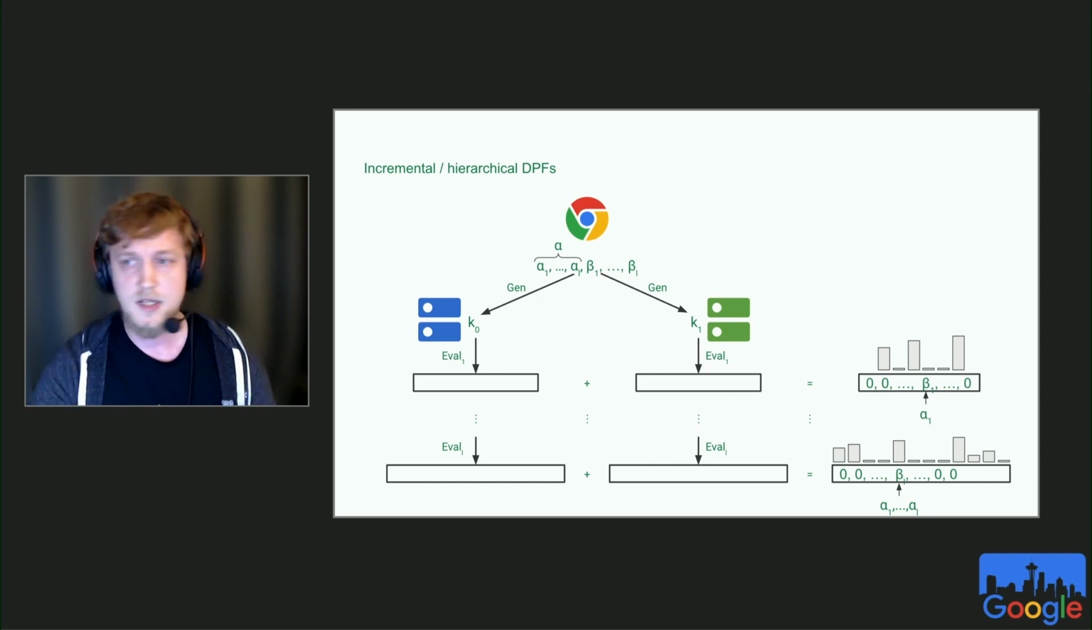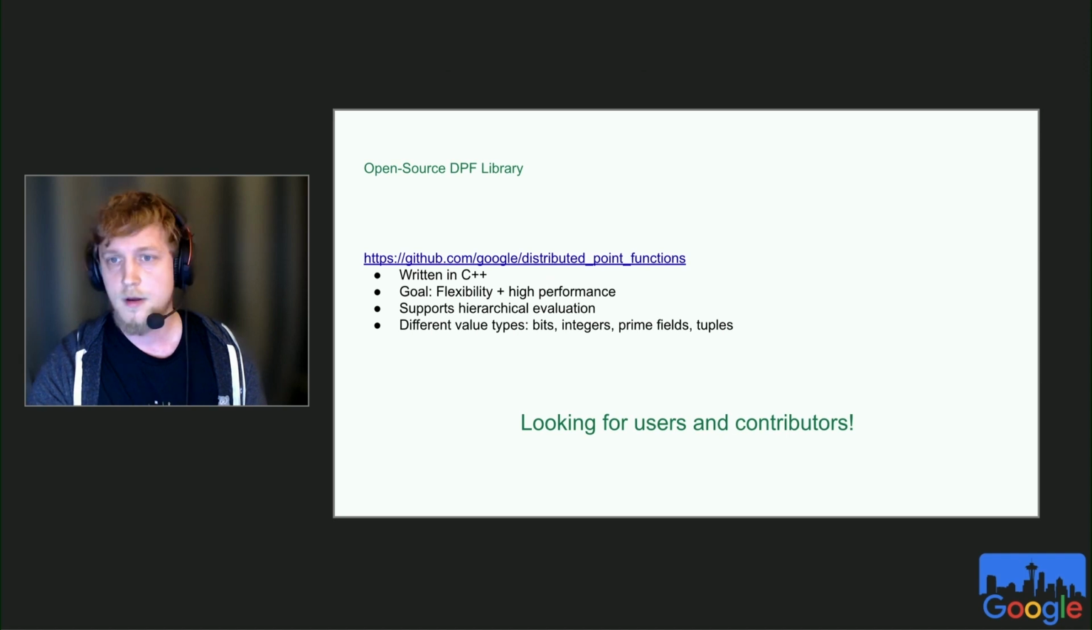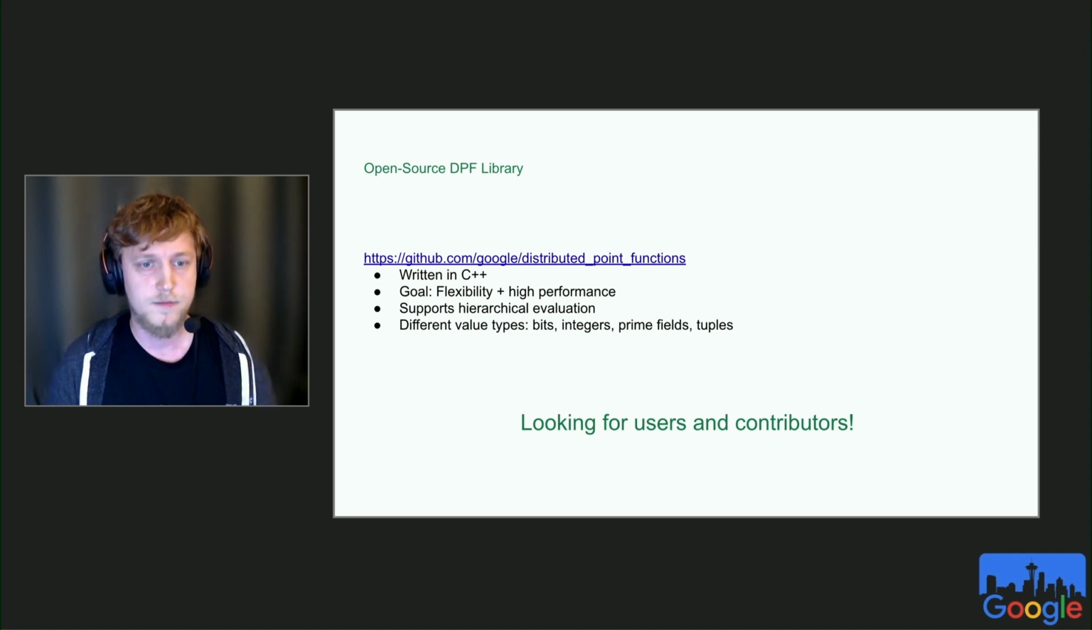So next slide, please. We have an implementation of these distributed point functions, and that is open source on GitHub, so please feel free to check that out. The goal was to have flexibility and high performance at the same time. So we want to perform these hierarchical queries, and we also want to be able to aggregate all types of vectors. So not only single integers, but for example, XOR shares of bits, or prime field elements, or tuples of values, and so on. All of this is supported in this library, and we're looking for users and contributors. So if you're interested in that, please reach out.